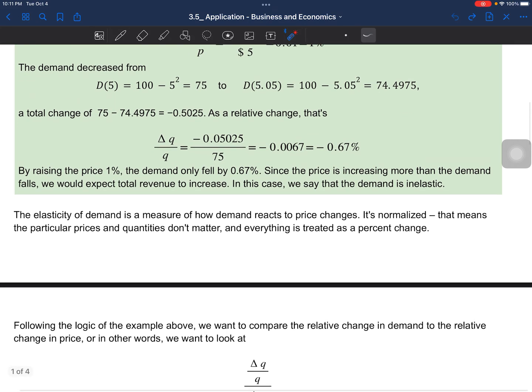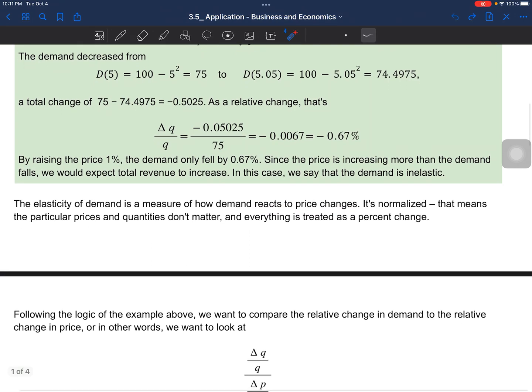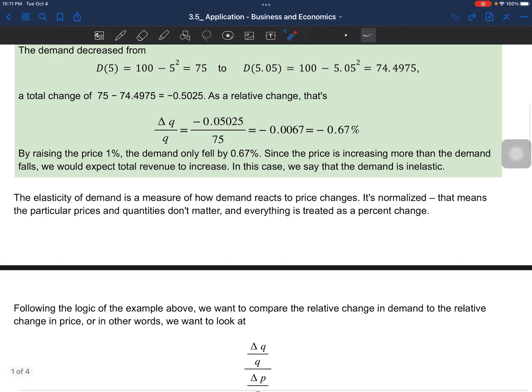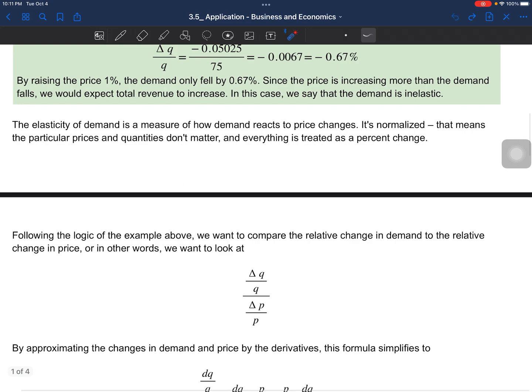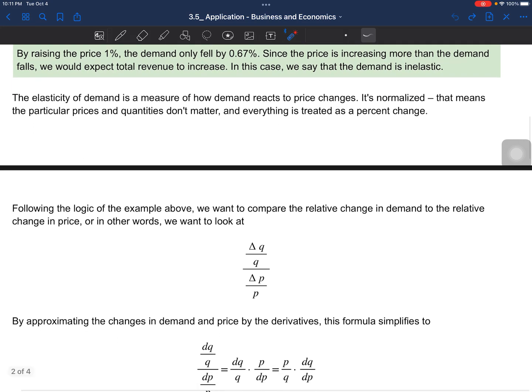So the elasticity of demand is a measure of how demand reacts to price changes. And of course, we're going to normalize this. This is normalized, which means that the particular prices and quantities don't matter. The price or the quantity, the units, don't matter, and everything is treated as a percentage change.